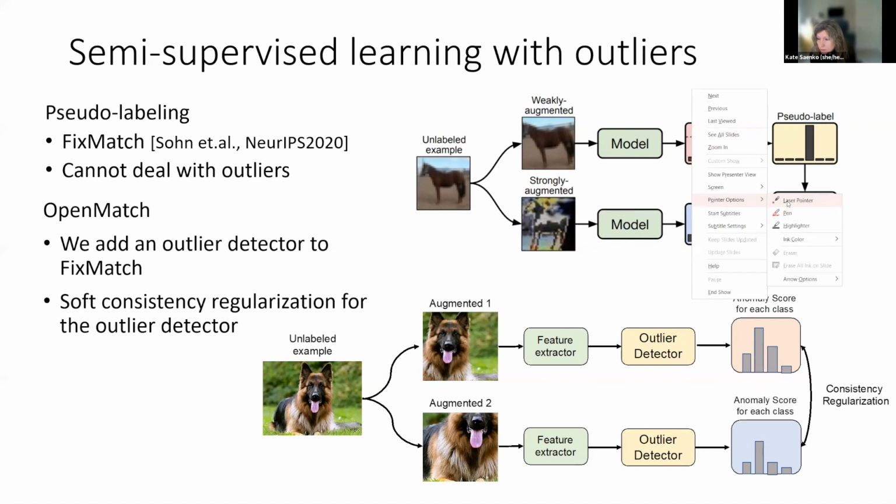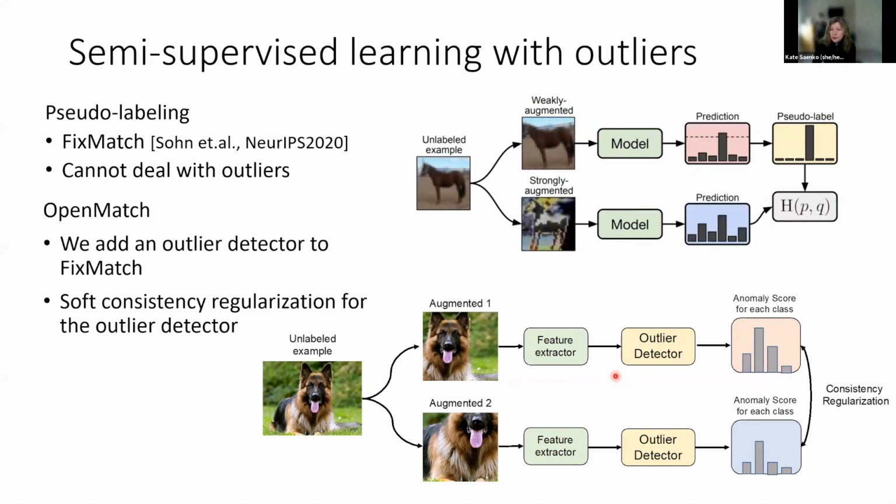Just going to make my pointer visible. We extract the features, and then the outlier detector predicts some anomaly score for each category, right? So is this image likely an anomaly relative to each category we know about? So we want to regularize and make these consistency scores from the two augmented versions of the image. We want them to be consistent.